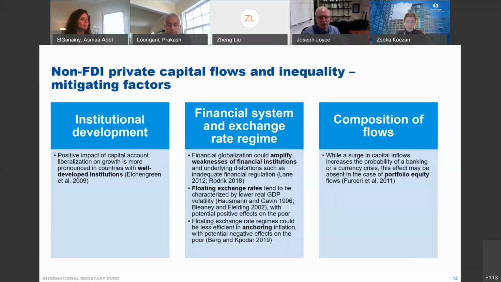However, if floating exchange rates come at the cost of less well-anchored inflation expectations, then in turn, this would create a disproportionate burden on poorer households. Again, the composition of flows matters, and here again, this is focused on the volatility and crisis angle, where the risk of crises might be lower in the case of portfolio equity than in the case of portfolio debt flows.